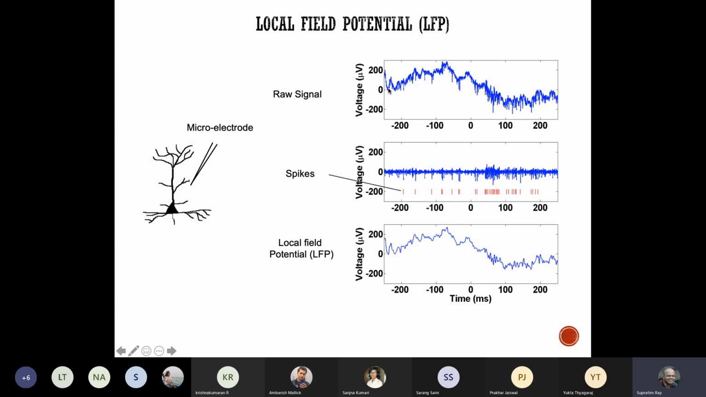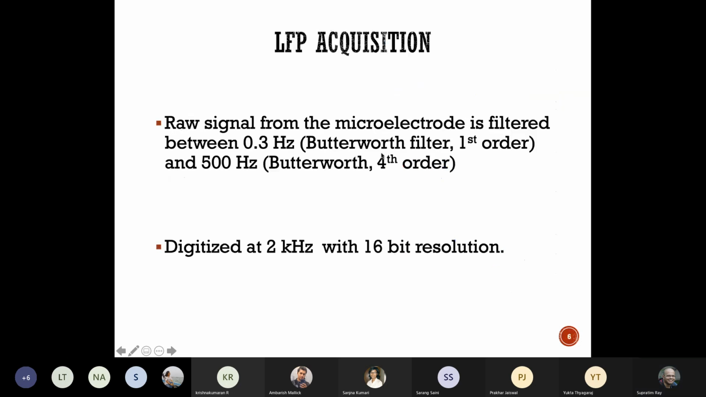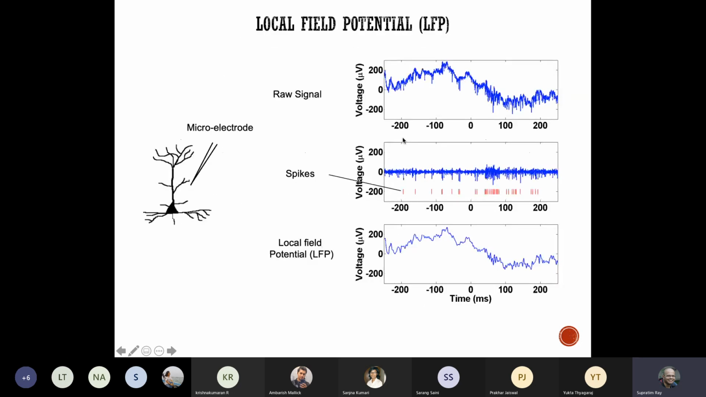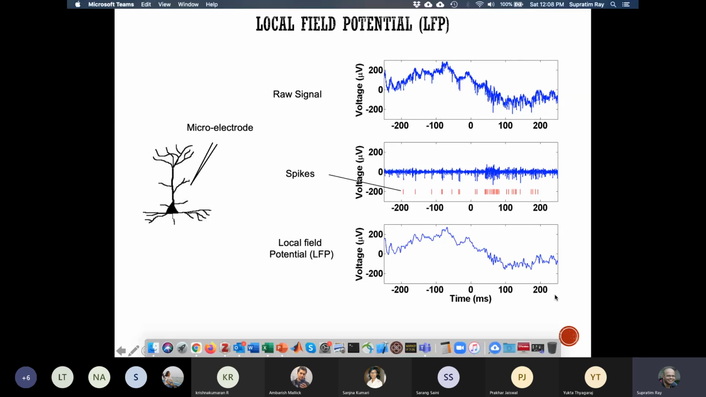And if you apply that filter that I mentioned, so this is between 0.3 to 500 hertz. This type of filter is called a Butterworth filter. We'll talk about filtering also in a later class. The output is this time series. Okay, and I've sampled it so that there are 2000 samples of the signal every second.